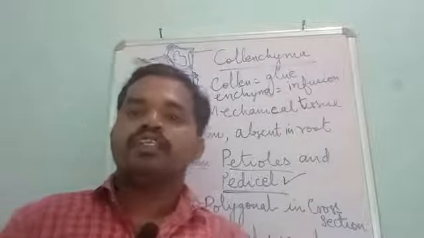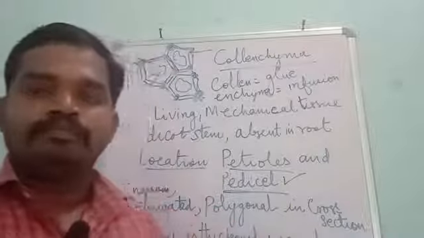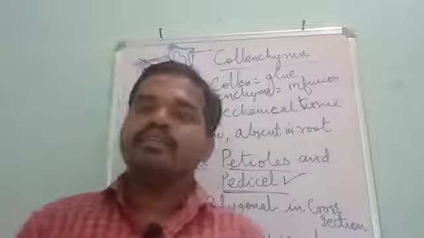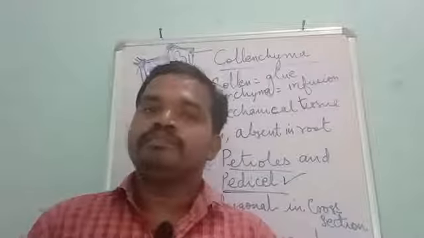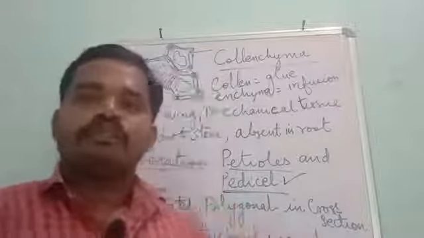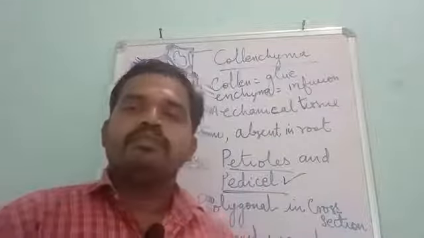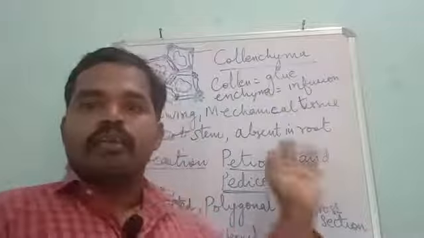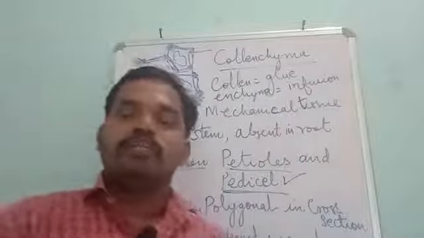Today we are going to discuss Collenchyma. In the previous session we discussed parenchyma as well as Collenchyma. Parenchyma comes under the simple permanent tissue. Then Collenchyma also comes under the simple permanent tissue.